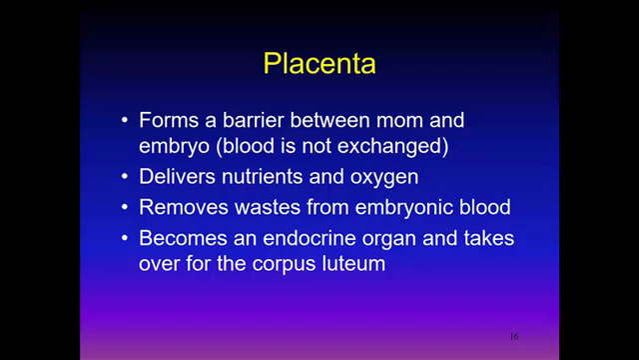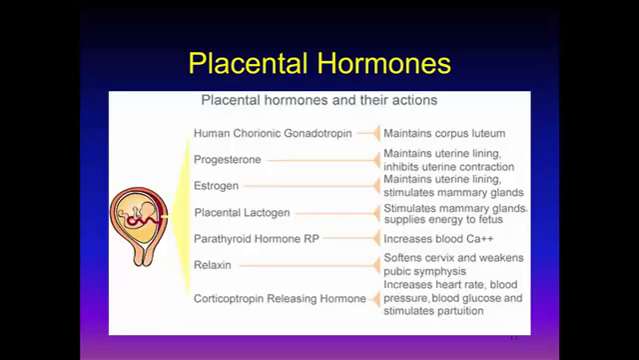It produces hormones, which are listed on the next slide and are going to play a role both in maintaining pregnancy but also in getting mom's body ready for birth. Some of these hormones include human chorionic gonadotropin, which again is what triggers a pregnancy test. Progesterone and estrogen eventually will be made by the placenta and not the corpus luteum anymore. Lactogen, which helps mammary gland development.